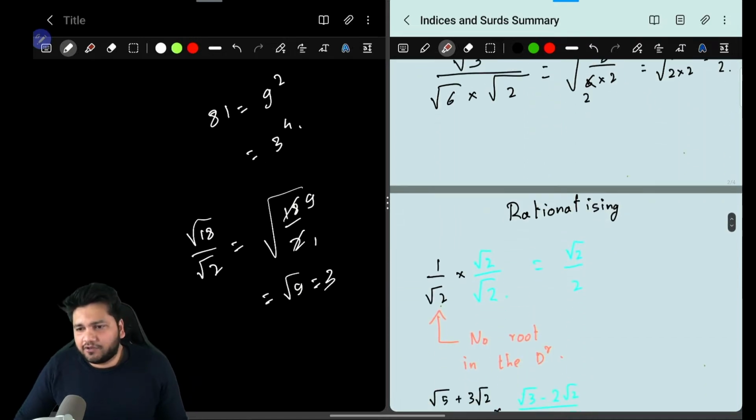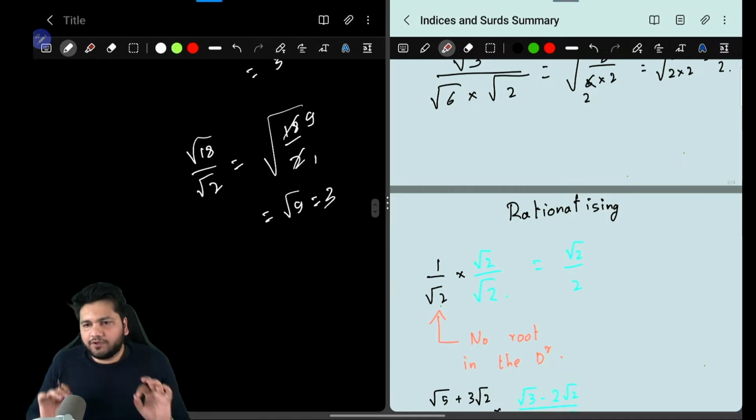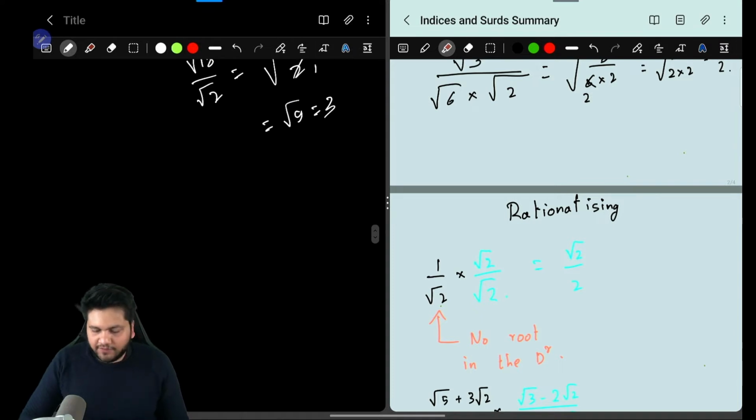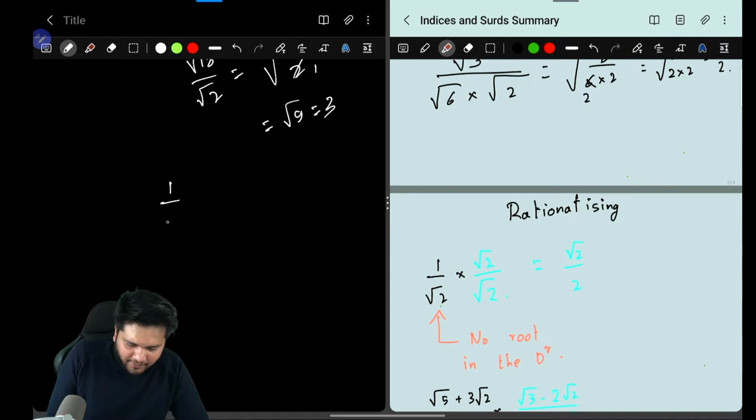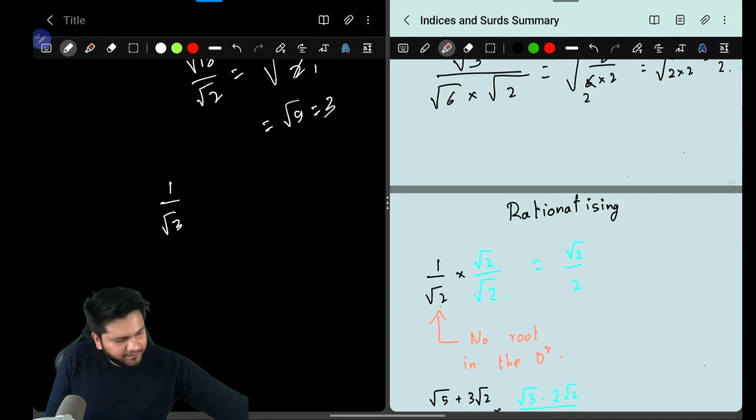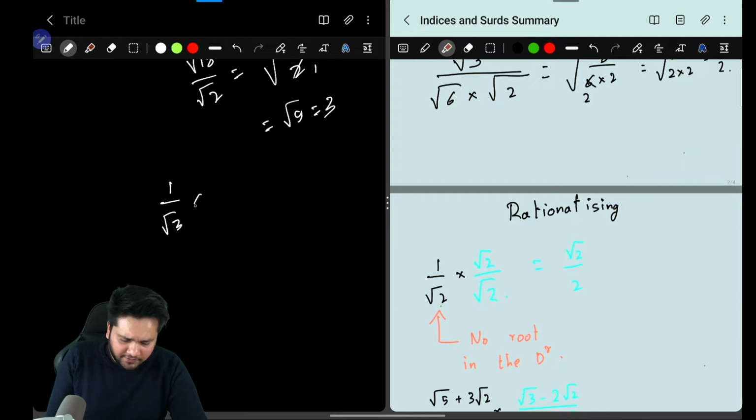The major part of this topic is rationalizing. One of the questions will definitely be asked in your exams. So what is rationalizing? In simple words, we don't want root in the denominator. So if I have 1 by root 2, I won't write it as 1 by root 2. I want it to be something apart from roots in the denominator. Yeah, makes sense. So in short, if I have 1 by root 3, we don't want root in the denominator.